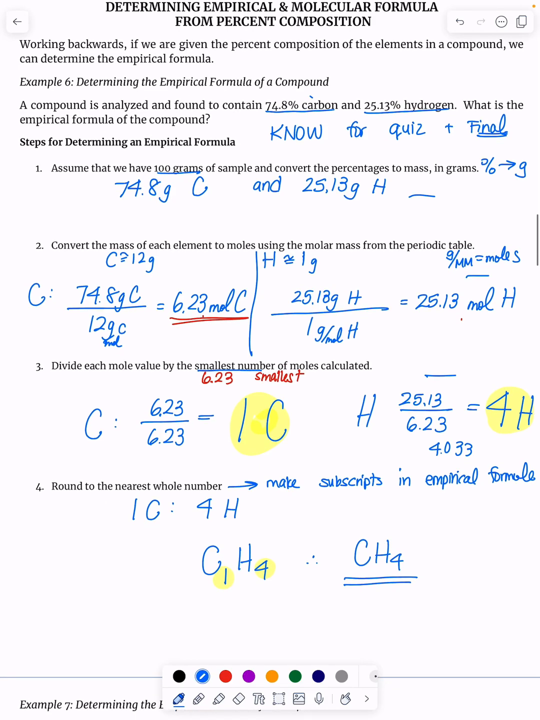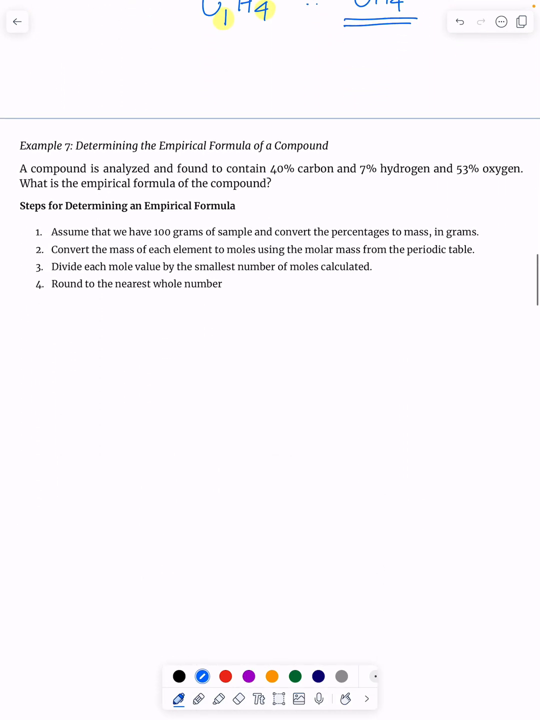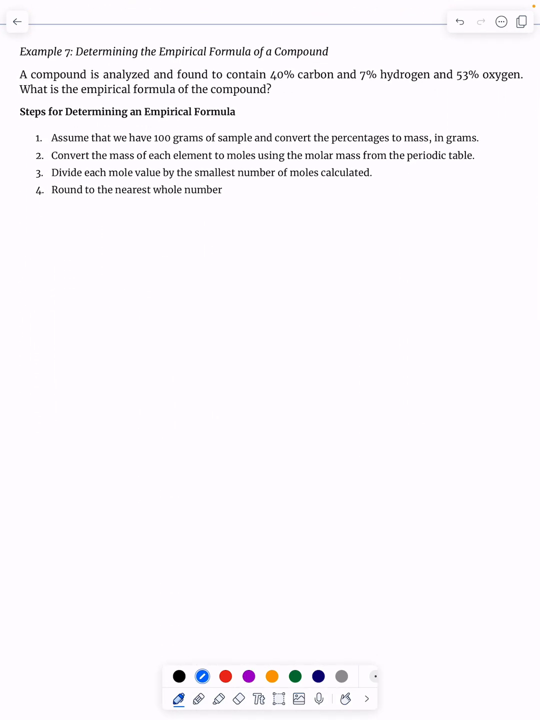At the end of the last video, we talked about steps for determining an empirical formula. If I give you percentages, there are 4 steps that we're going to be looking at. We assume that we have 100 grams and convert percentages to grams. Then we take those grams and divide by the molar mass to get moles. And then we divide by the smallest moles to get an empirical formula.